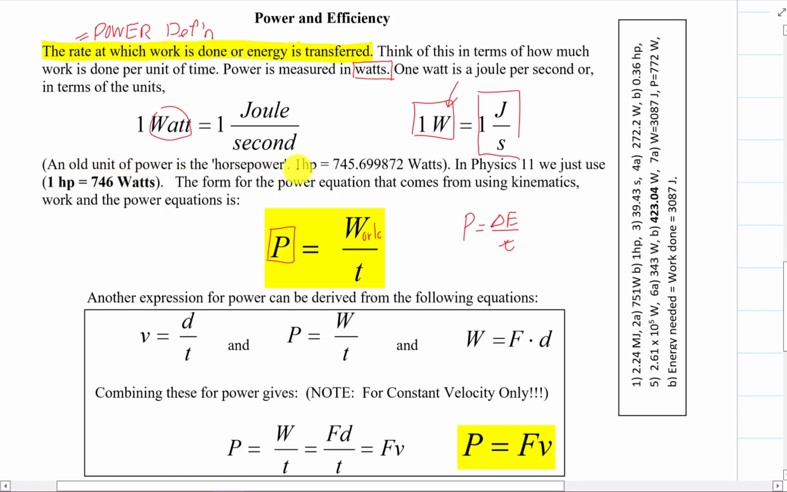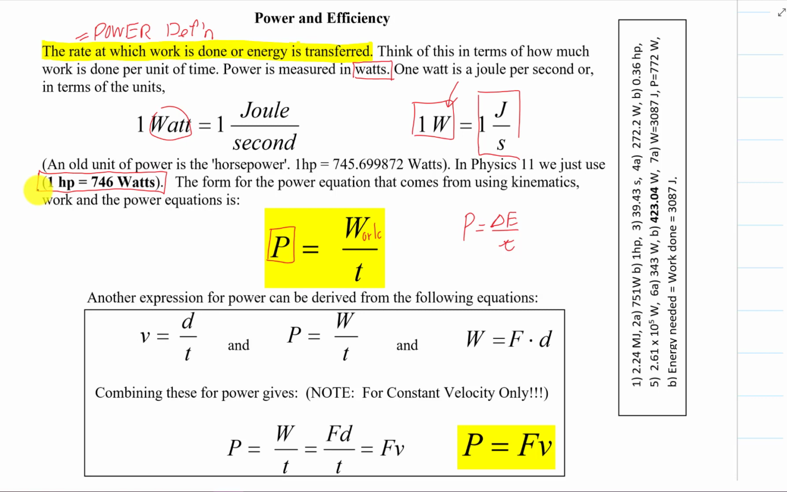An old unit of power is also the horsepower, and 1 horsepower is roughly 745.6998. I don't know how they came up with that. That's a good research topic for you guys if you want. And in Physics 11, we'll just write down 746. So if I ever give you the horsepower of an object, that'll be the conversion factor to watts. 1 horsepower is 746 watts. You can put that on your formula sheet.